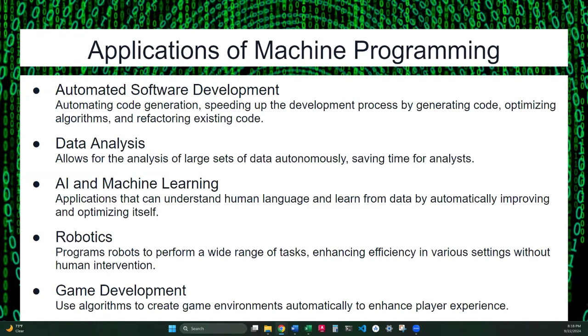This slide is on the applications of machine programming. Automated software development focuses on streamlining the coding process. This includes code generation, which automatically creates codes from templates, and optimization techniques that enhance existing code performances. Refactoring tools are used to improve code structures without altering the functionality, while continuous integration and deployment automate the integration and the release processes, which speed up the development cycle.